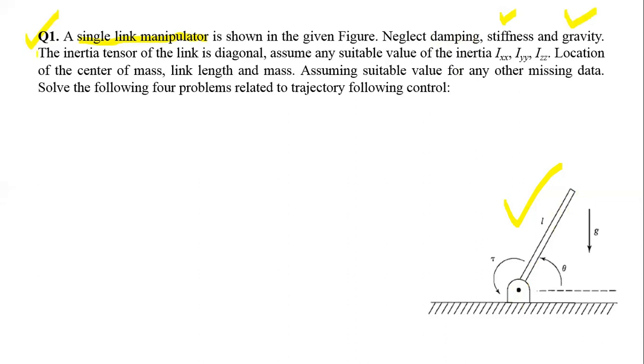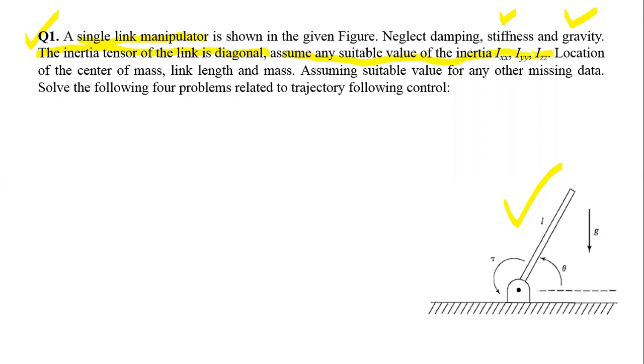It is also assumed that the inertia tensor of this single link is diagonal, and I will just demonstrate a procedure. In that procedure, I will not take any numerical value of any parameter. When you implement that procedure in MATLAB or any other software, then you can assume any suitable value for the parameters.